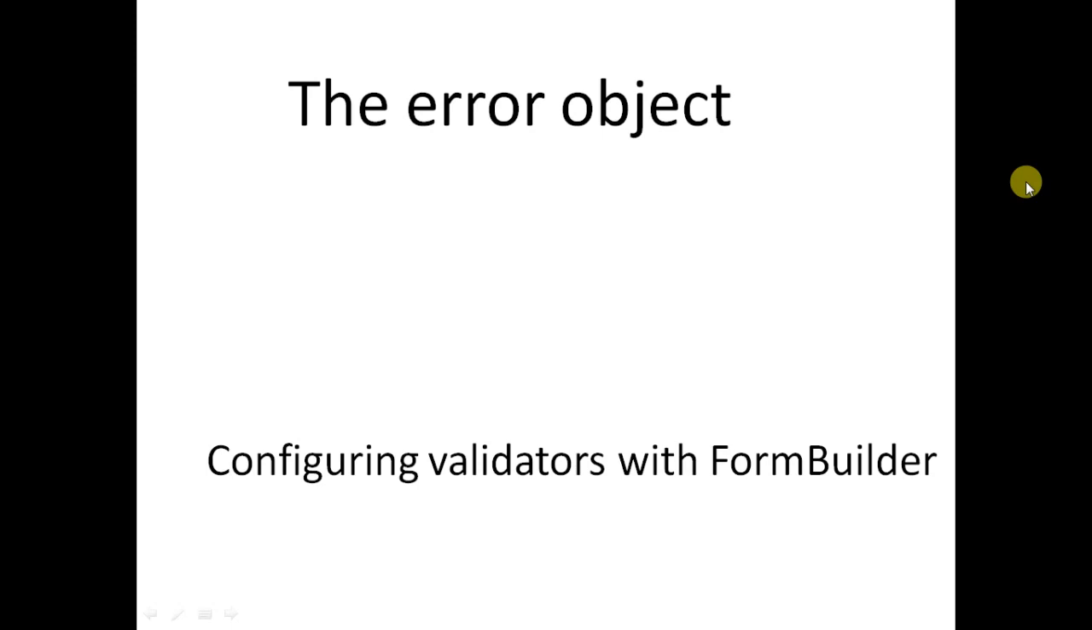Not all validators provide the error details. Sometimes the top-level property just indicates that the error has occurred. In this case, the property is initialized with the value true. Here is an example of the standard required validator's errors object.